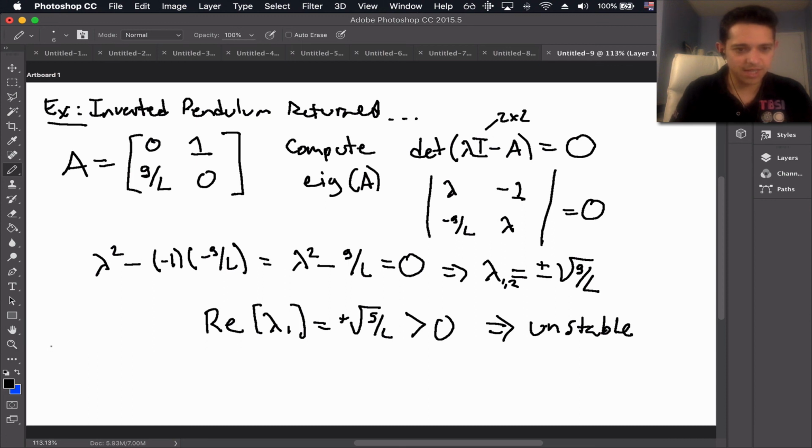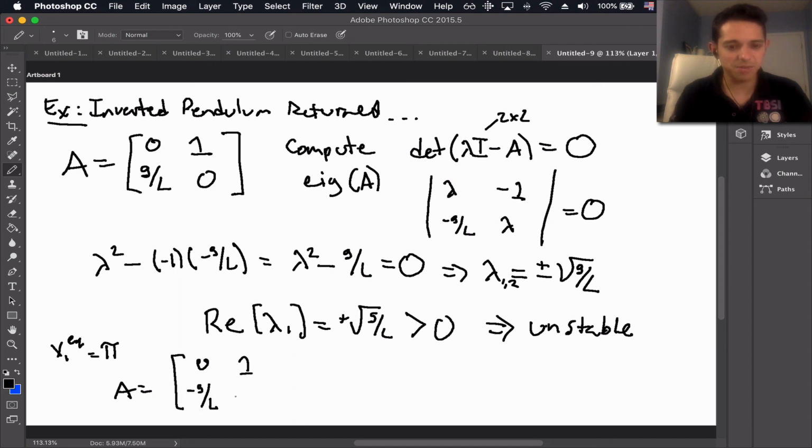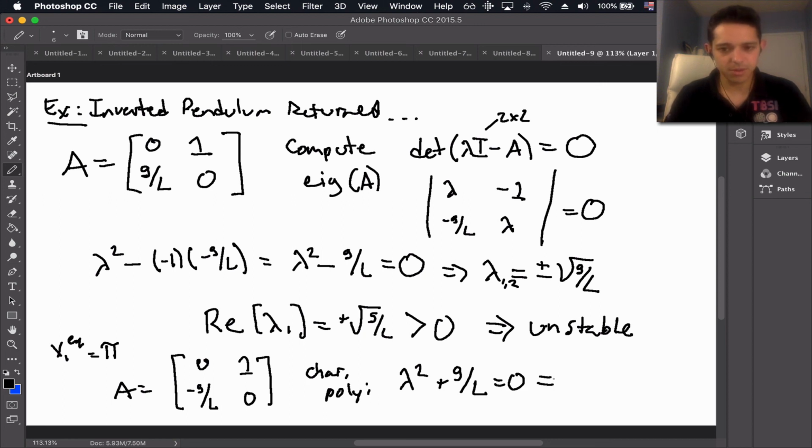So you can check for yourself that if we were to linearize around x1 eq equals pi, then it turns out that the A matrix, I'll leave this to you as an exercise, will be almost the same, but G over L becomes minus G over L. Now, when you do that, the characteristic polynomial looks like lambda squared plus G over L equals 0, which actually means that lambda 1 and lambda 2 are equal to plus or minus the imaginary number j times the square root of G over L.